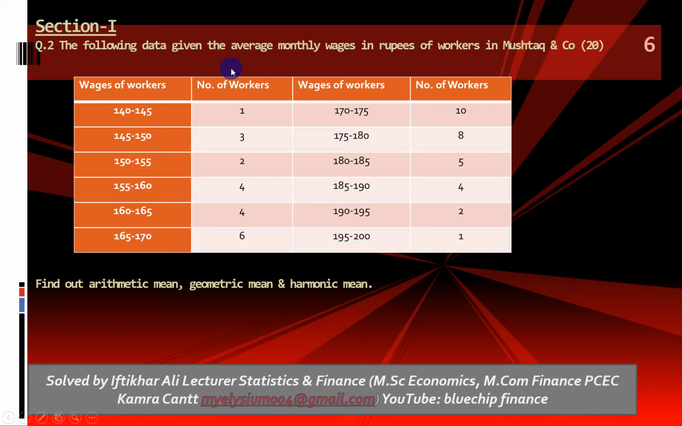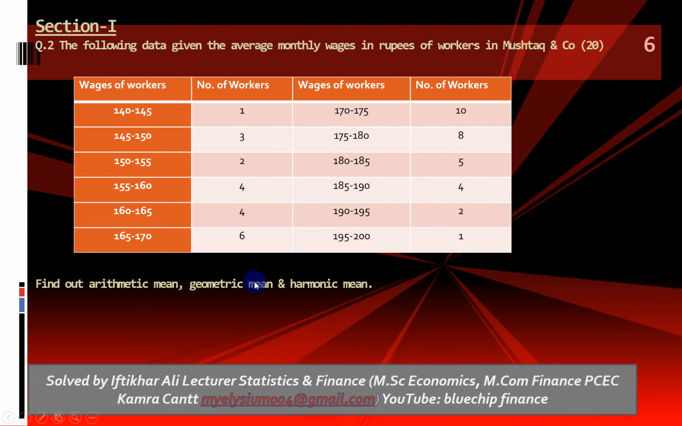Class boundaries are used in the calculation of median, quartile, decile, percentiles and mode, and we do not need class boundaries here, because we are going to calculate arithmetic mean, geometric mean and harmonic mean. For ungrouped data, arithmetic mean is equal to the sum of fx over sum of f. Harmonic mean is equal to sum of f over sum of f by x, and geometric mean is equal to the anti-log of sum of f log x over sum of f.